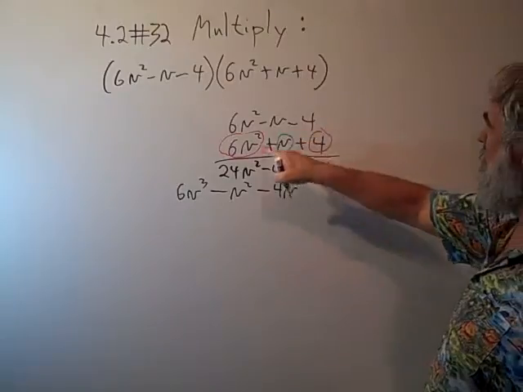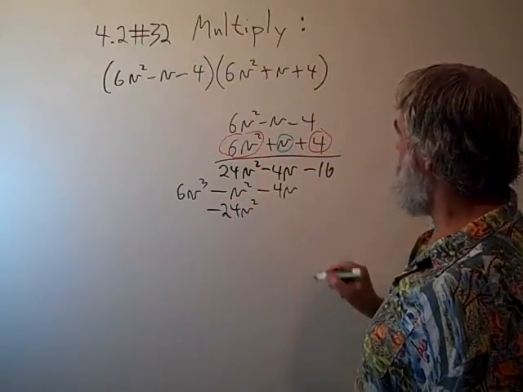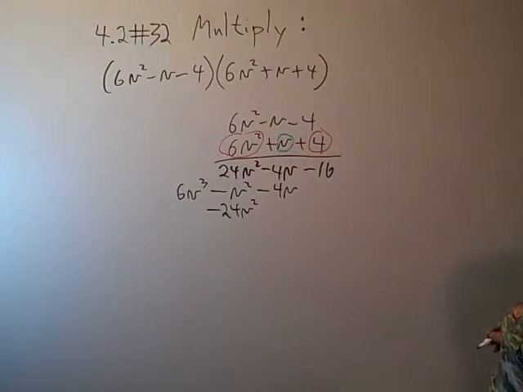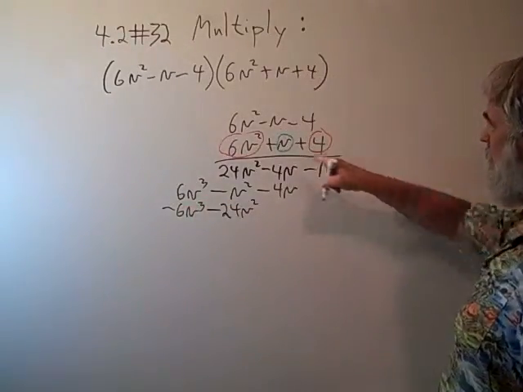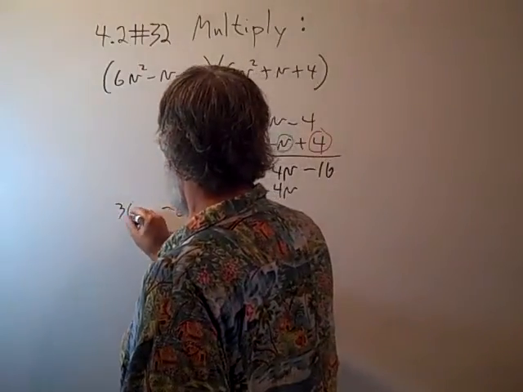Finally, we move over again, multiplying every term in the top polynomial times 6v squared. So negative 4 times 6v squared is negative 24v squared. Then negative v times 6v squared is negative 6v cubed. Finally, 6v squared times 6v squared is 36v to the fourth.